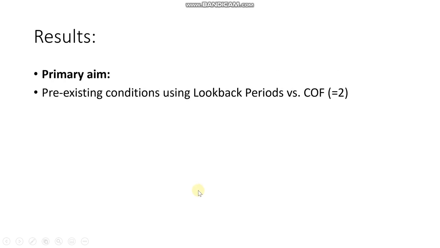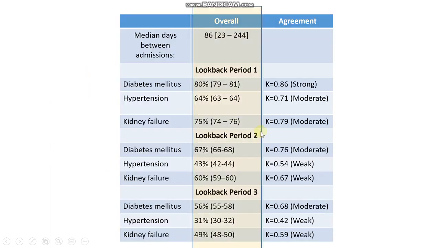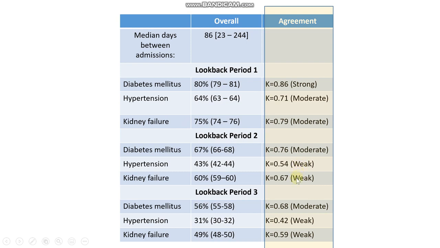So, when moving on to the results, we can see that when we examine the pre-existing conditions, what we found was that the percentage of match between the look-back periods and the COF variable, which is considered the reference standard, was highest in look-back period 1, and that sort of fell away with the longer look-back period. The kappa statistics suggested that the agreement was moderate to strong in look-back period 1, and that it became weaker with the longer look-back period.